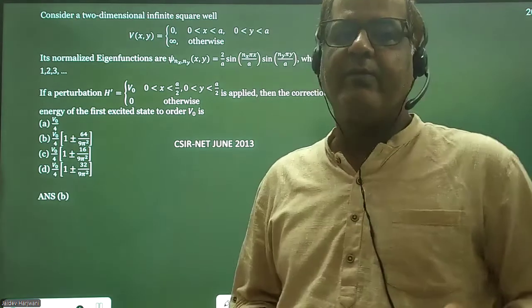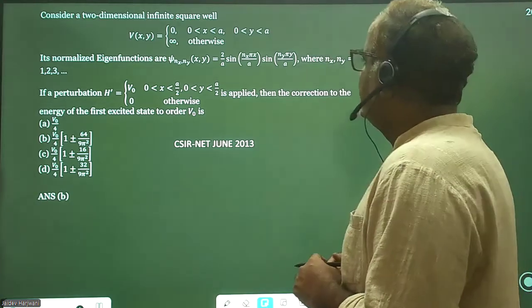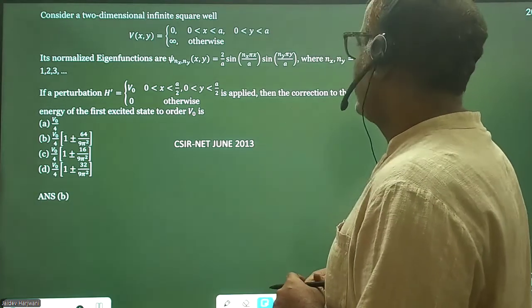Hello students, welcome back. Let us solve one more good problem from CSIR-NET exam. So this problem came in CSIR-NET June 2013.